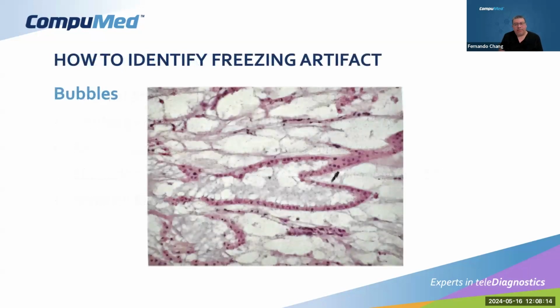So how can we identify freezing artifact? There are subtypes of freezing artifact. Like in this slide, we can see these spaces between the layers of tissue, and you can see these little small holes and big holes. Now the cells of the layering are still quite intact, but you can see these spaces that simulate bubbles.